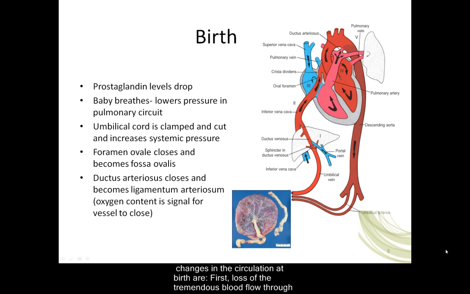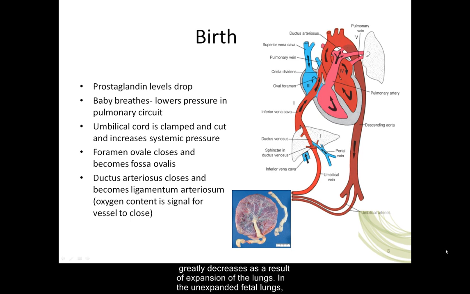The primary changes in the circulation at birth are, first, loss of the tremendous blood flow through the placenta, which approximately doubles the systemic vascular resistance at birth, which will lead to increases in aortic pressure as well as increases in pressures in the left ventricle and left atrium. Second, the pulmonary vascular resistance greatly decreases as a result of expansion of the lungs.